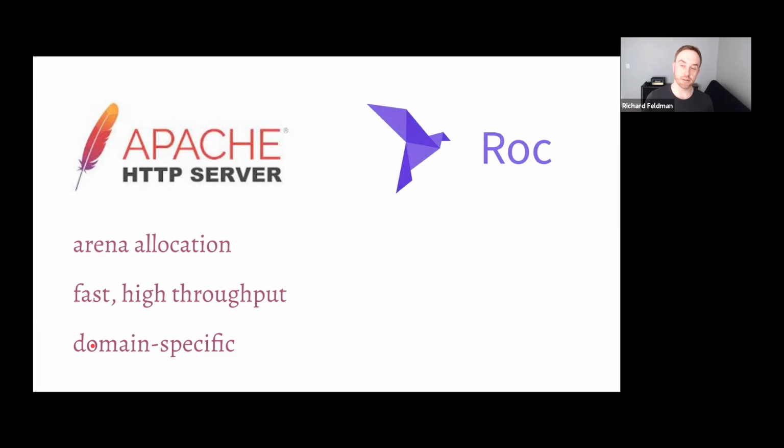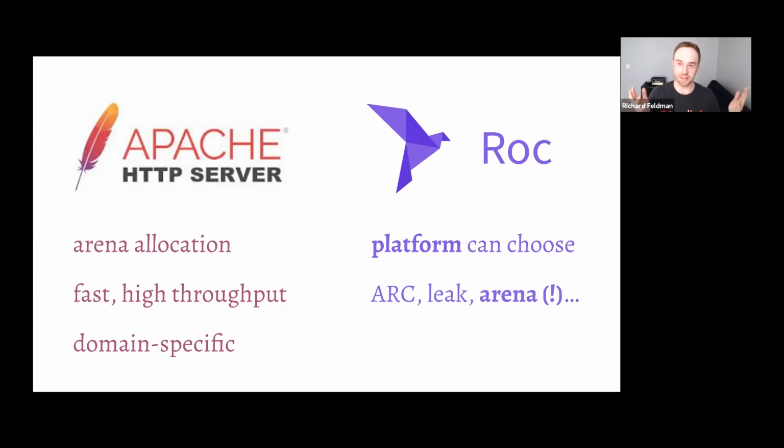Now in Roc, it's a different story. In Roc, the platform gets to choose the memory management strategy, and to configure it and customize it and sort of mix and match. So you can choose automatic reference counting like Swift if you're making a game in Roc. The platform author, that is, can choose that if you're making a platform for making games. You can even leak if you want, like Nim. And also, the platform author can do arena allocation.